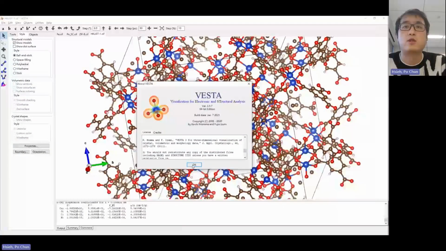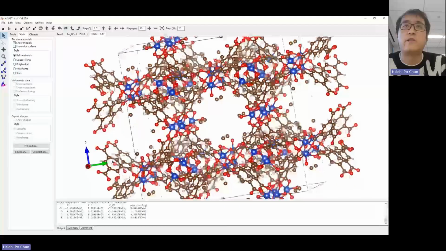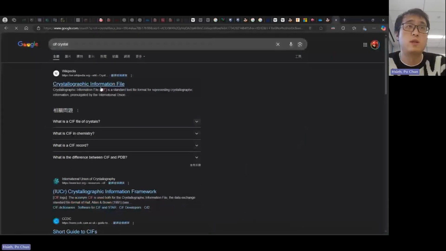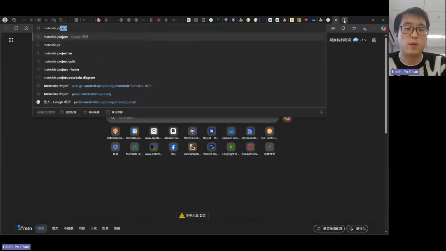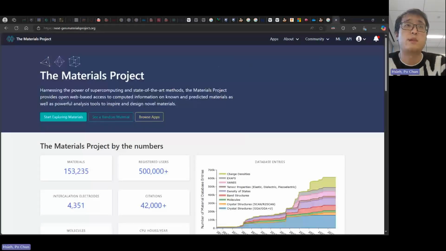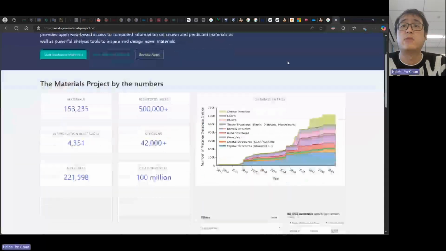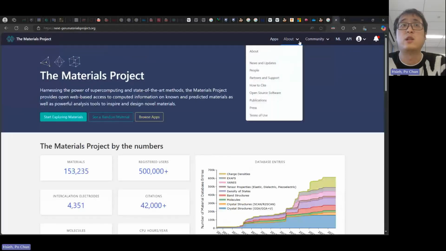In VESTA, usually you import a CIF file, and CIF is crystallographic information file. For example, there's another very powerful website, which is Materials Project. I believe a lot of people already know this website. This website records many reported materials, their properties, and their crystal structures.